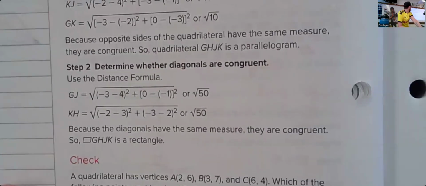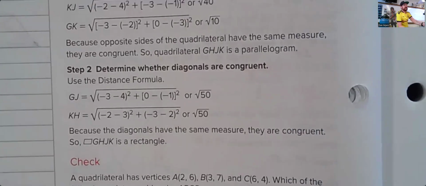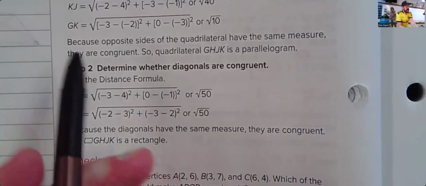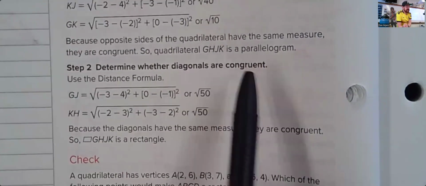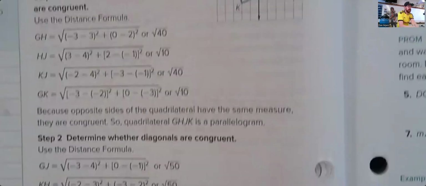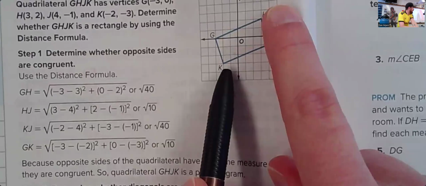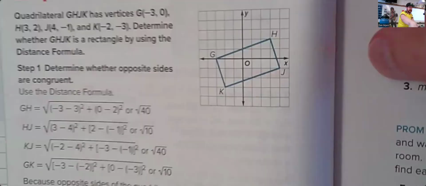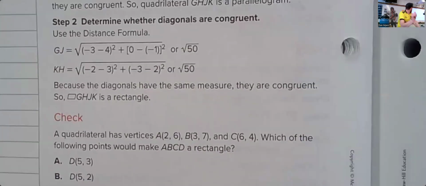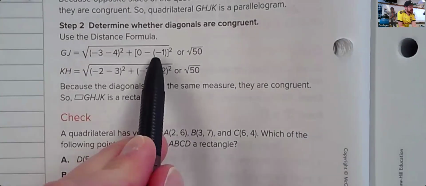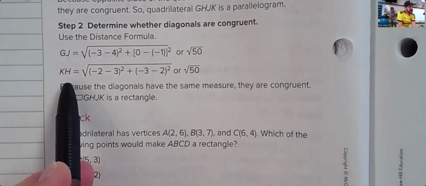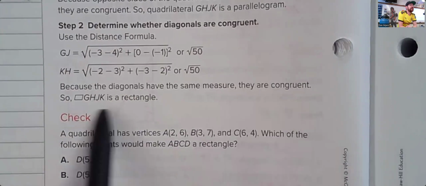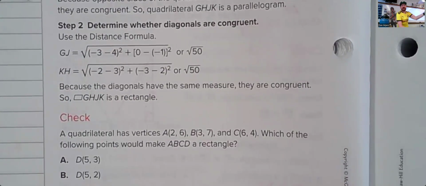Now, because it's a parallelogram, if we can prove that the diagonals are the same length, that means not only is it a parallelogram, it's also a rectangle. So it's a parallelogram. Now determine whether the diagonals are congruent. That would be the distance between G and J and the distance between H and K. If we can use the distance formula to prove that those are the same, then the parallelogram is in fact a rectangle. So here we go. GJ, plug it into the distance formula, you get the square root of 50. KH, same thing, you get the square root of 50. So yes, this is a rectangle because it's a parallelogram and the diagonals are congruent.